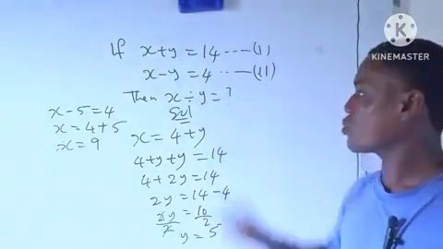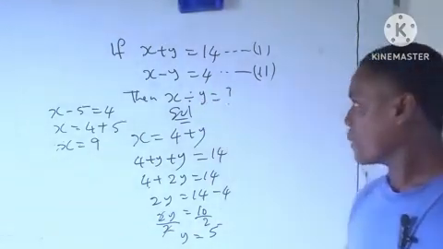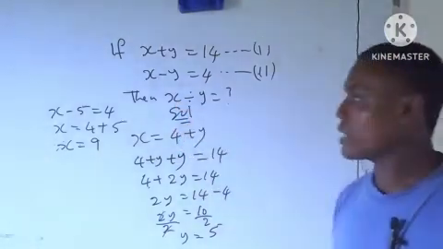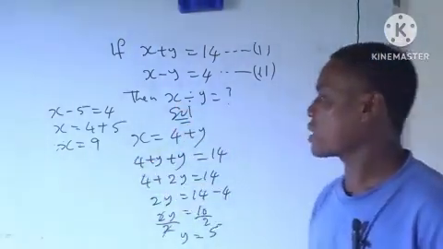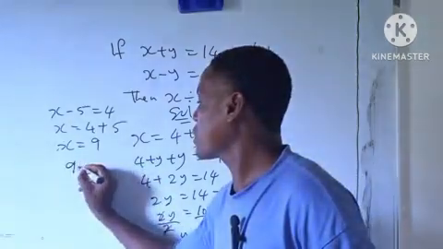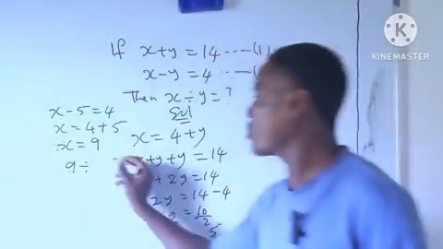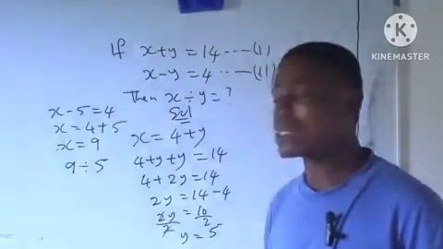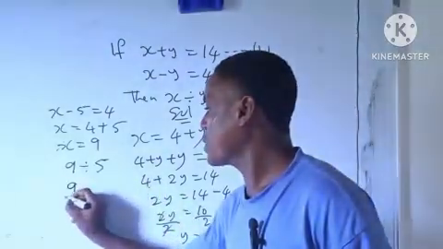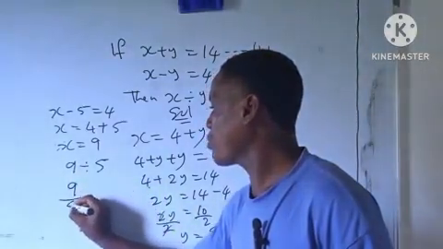Now the final answer, they said x divided by y is what? So let's divide the two values. The first one is x, right? The value of x is 9. So 9 divided by y, which is 5. Okay, you can write it in this form: 9 divided by 5.